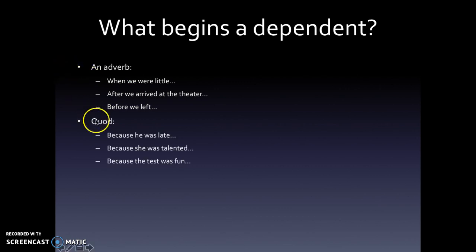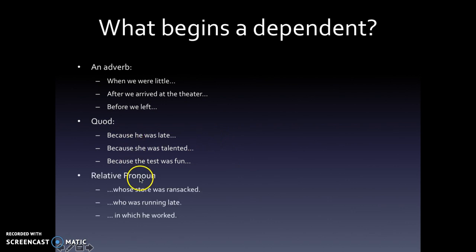They can start with quod: because he was late, because she was talented, because the test was fun. Again, these are all begging for something else. These are dependent. These are not complete sentences. They can't stand on their own.